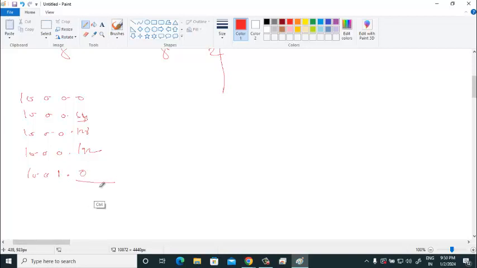Next one will be what? 10.0.1.0. It will keep on going, adding 64. When it reaches 256, what will you do? Add 1 to it. 10.0.2.0, isn't it? We will add one to the third octet.